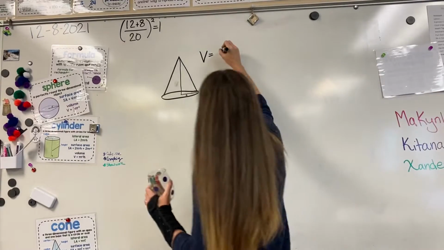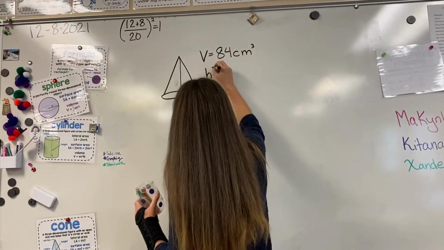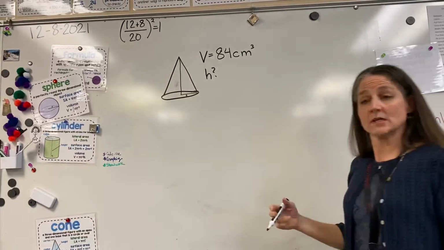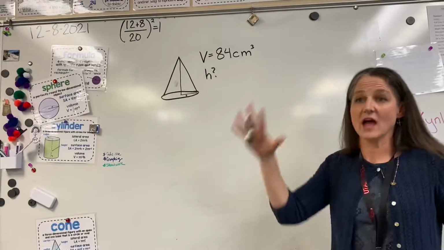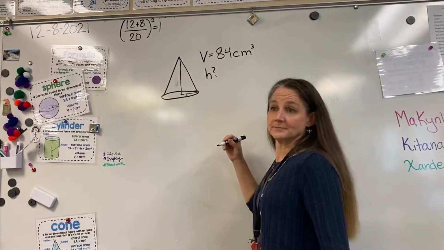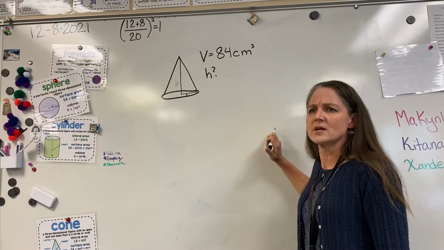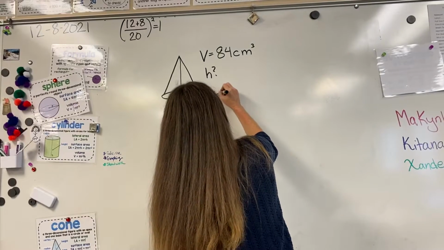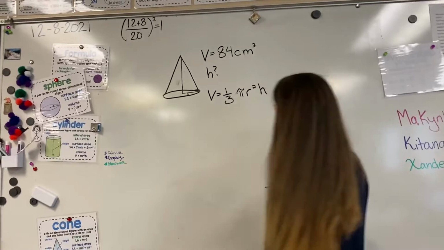The volume equals 84 cubic centimeters. Uh-oh. And the question is, what's the height? Can we do this? Yes. As long as we only need one variable, we can figure anything out because algebra, okay? I have exactly 0 understanding why they call it pre-algebra because it is totally 100% algebra. Anyway, the volume is equal to 1/3 times pi times the radius squared times the height.